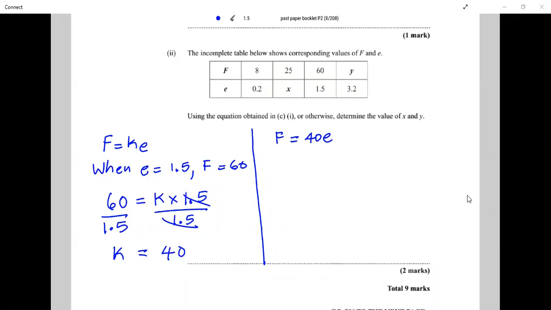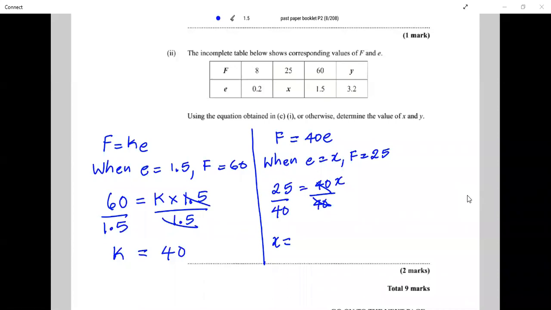And the last step says, you're either going to be given a value of E to find F, or a value of what? F to find E. So here I'm going to say, when E is equal to X, F is equal to 25. So let's put this in. We have 25 is equal to 40 times X, times E, which is X. Then I divide both sides by 40. So X would be equal to 25 divided by 40, which is 5 over 8.